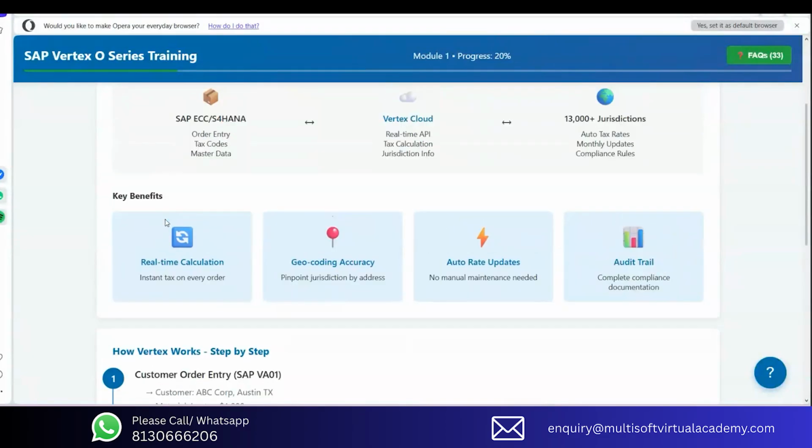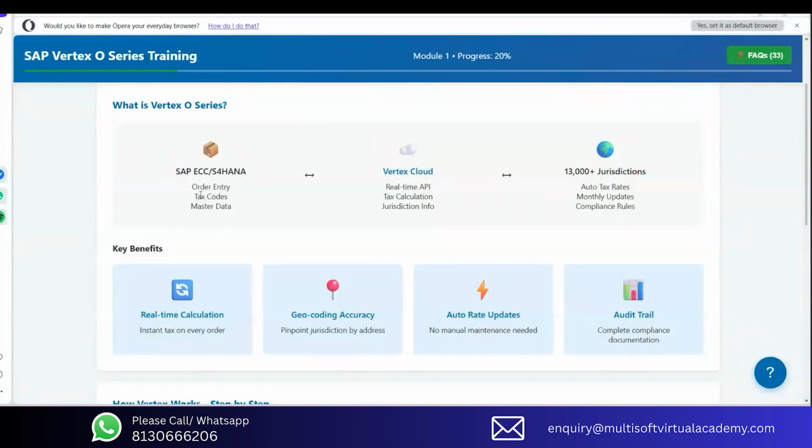Now, as I mentioned, what is the benefit of Vertex? It's a real-time calculation. Suppose you are entering an order at 11:58 p.m., at night. Then at 12 a.m. the next day, a rate change happens. The transaction you entered at 11:58 p.m. will pick up only the rate as of 11:58 p.m. The moment you enter one early the next morning, the new tax rates are automatically updated. That is the real-time calculation.